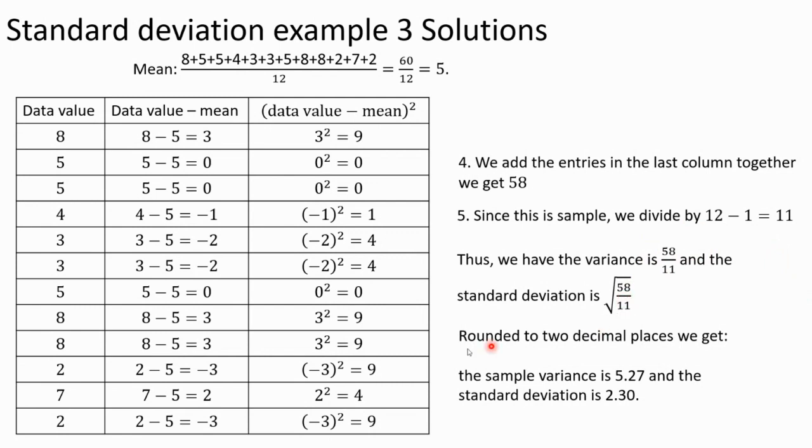Then you take the square root to get the standard deviation. This is what you would get when you round it to 2 decimal places. Again, I did this on my calculator. Okay.